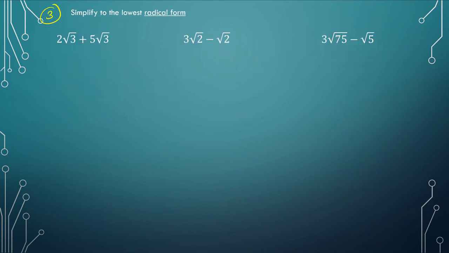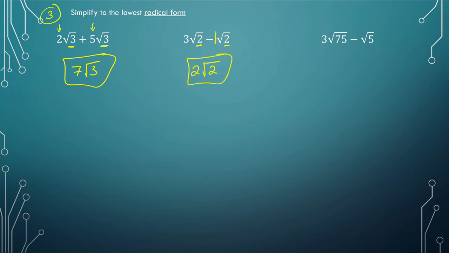So here we have adding, and we can only add if they have the same number inside the square root. And when we do add, we add the leading coefficient, the number in front of the square root, right? So for this first one, 2 and 5 make 7. The square root of 3 does not change. Same here. Because they have the same square roots, we're able to combine them, or subtract them in this case. Even though there's no number showing, we pretend there's a 1 there. And so 3 minus 1 gives us 2, and then the square root of 2 stays, right?